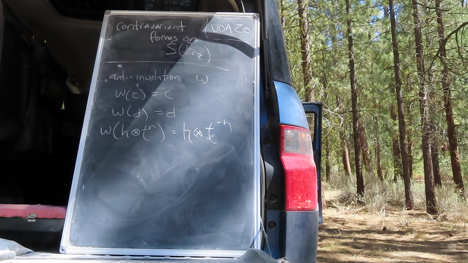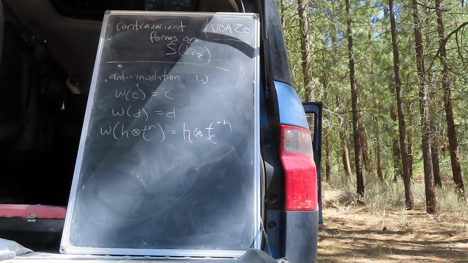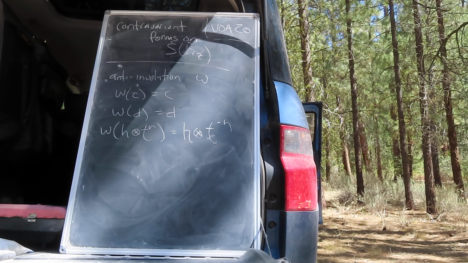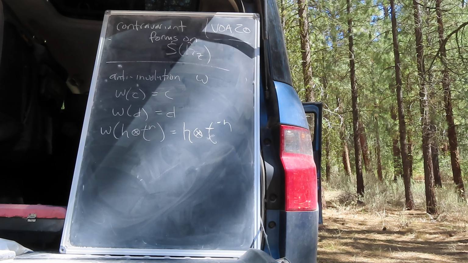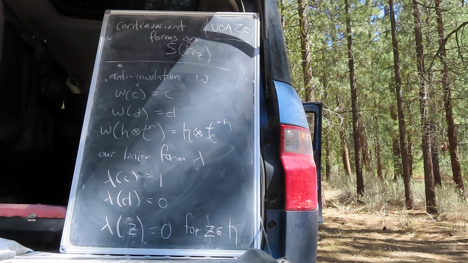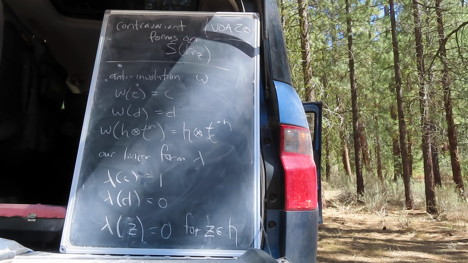Define the anti-involution omega such that c and d are invariant under omega, c being the central charge, d being the degree derivation. And the typical monomial elements of the form h times t to the n get mapped to h times t to the minus n. We also have the linear form lambda, which here acts so that the central charge c becomes the identity operator, and the action of d, as well as any z in h, also vanishes.